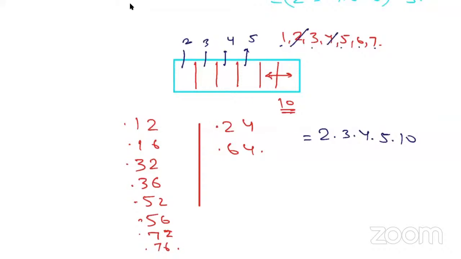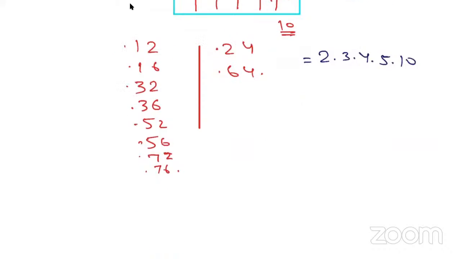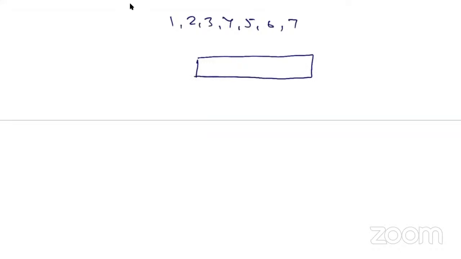Very good, everyone. Now the last one, but the most important question. Using 1, 2, 3, 4, 5, 6, and 7, we have to form a 6-digit number divisible by 3. Maximum 3 minutes you have.